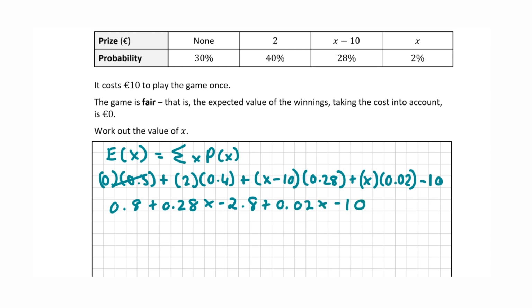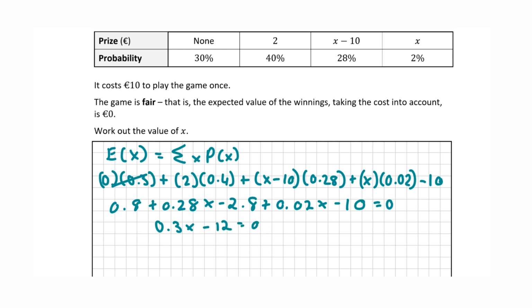So this is what it should look like when you multiply it all out. And we know that this is equal to 0 because the game is fair. So we can go ahead and start to tidy this up. So 0.28x plus 0.02x will leave us with 0.3x. And then we have 0.8 minus 2.8 minus 10. So that'll leave us with minus 12 is equal to 0.